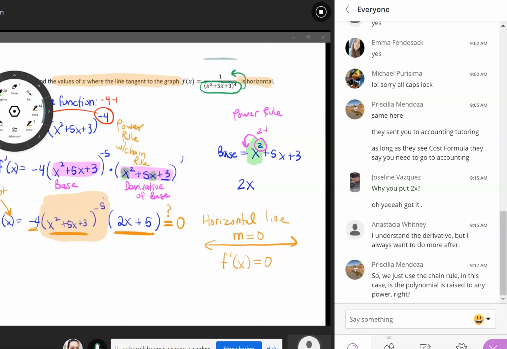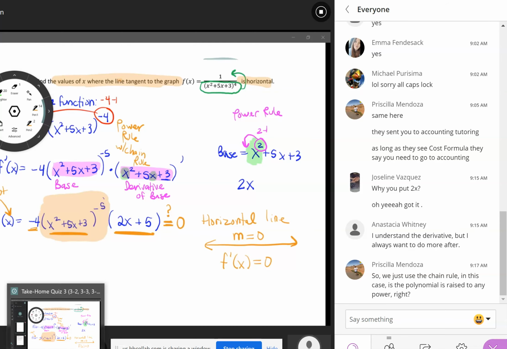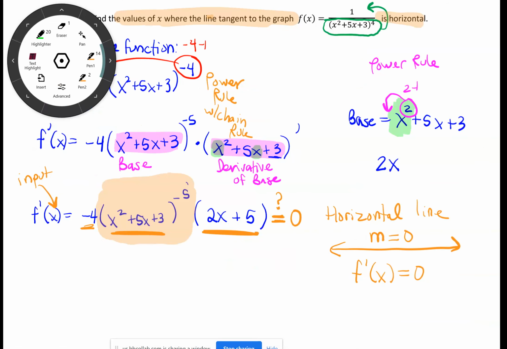You'd never want the denominator of a fraction to be 0. So rewriting it, Anastasia, in this case with a positive exponent is going to be more helpful. I see there's a question in the chat. Let me rewrite this real quick.